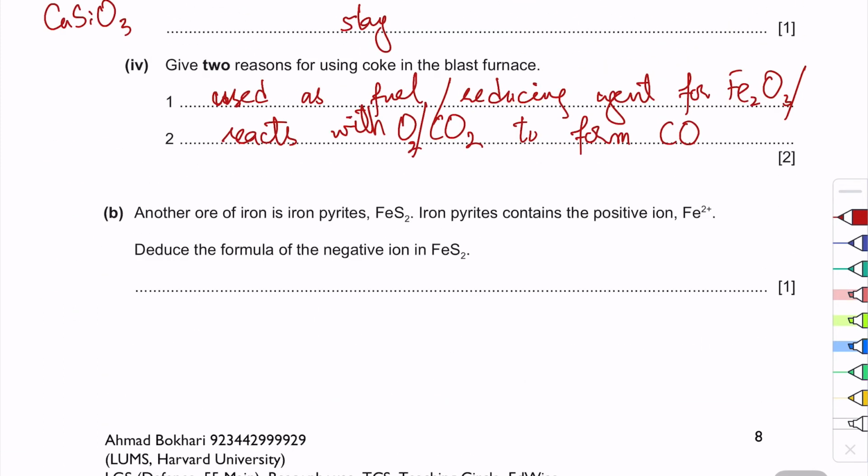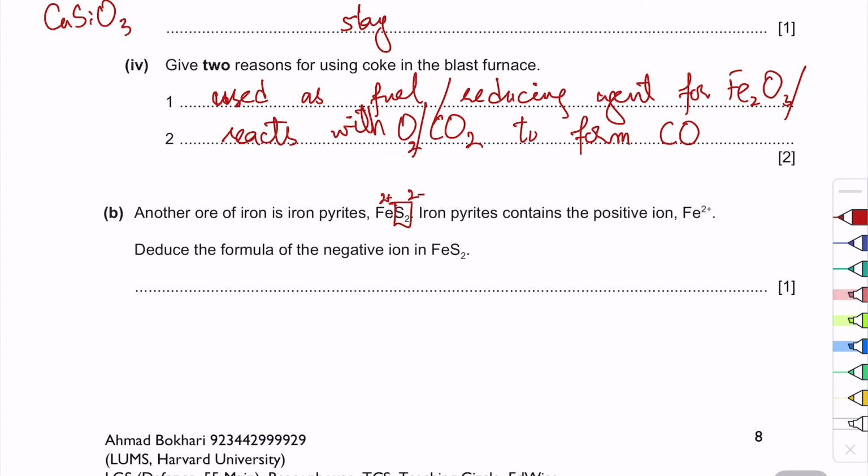Another ore of iron is iron pyrites. Iron pyrites contains the positive ion Fe2+. Deduce the formula of the negative ion. Now here's the thing. If this is positive 2, the other part, the whole thing, should be negative 2. And that's what we'll have.